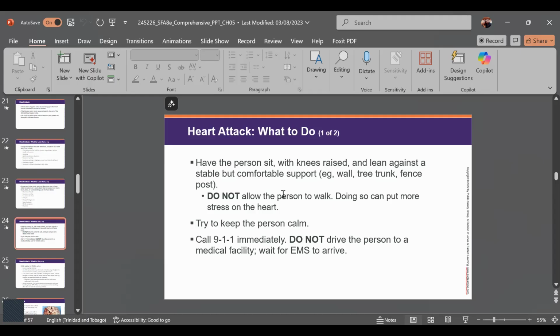Why? Why we don't want to allow the person to walk? Somebody tell me. You'll be getting the heart rate up again. Mm-hmm. Exactly. Walking, the simple act of walking.